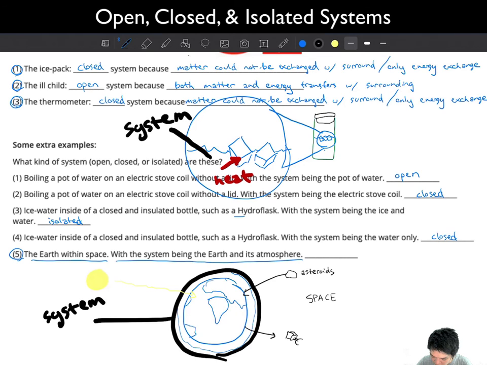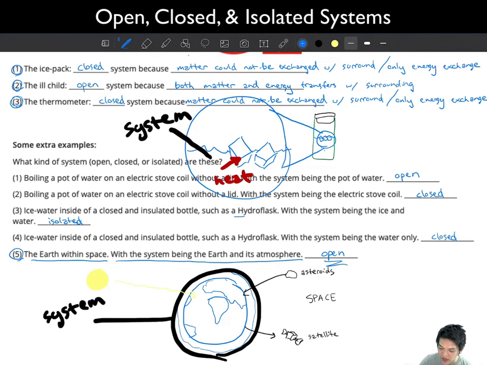I don't know how to draw a satellite. Is that a satellite? Beep boop. Okay, that's a satellite. So those leave the Earth, and those are technically made of matter, right? Not technically, they are made of matter. So that's leaving the system to the surrounding. That's exactly it. So both matter and energy can be exchanged from this big system. So we would call this an open system.